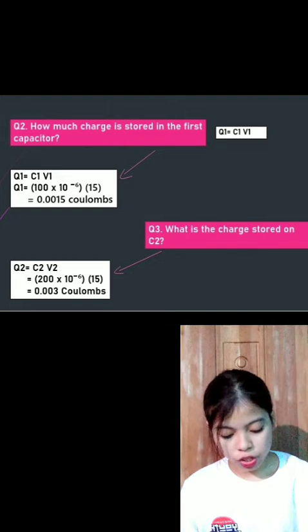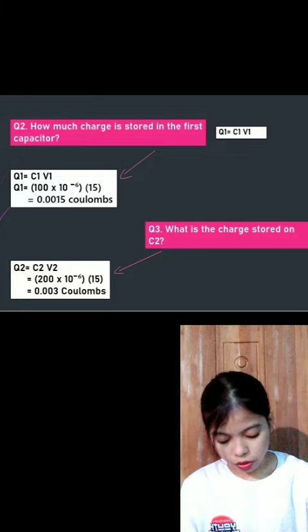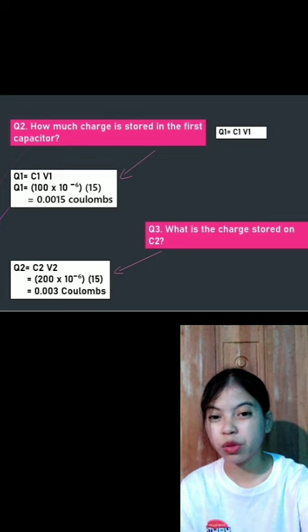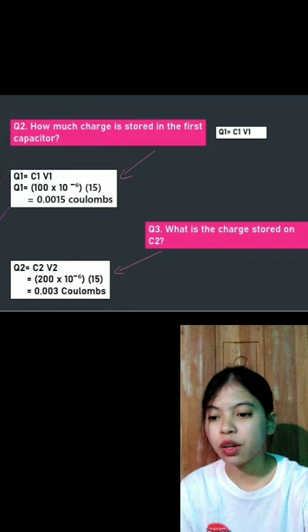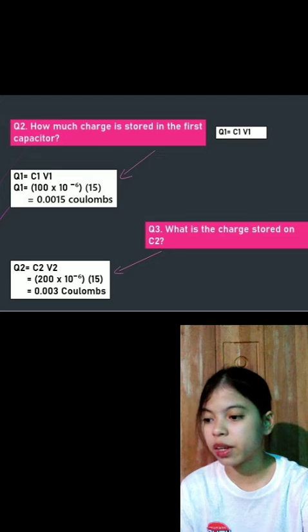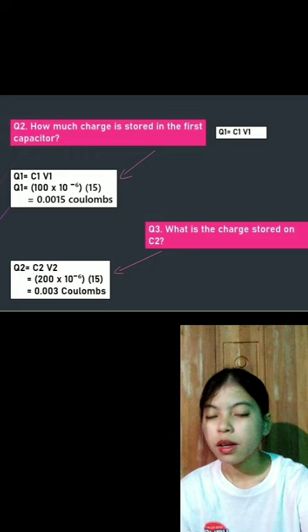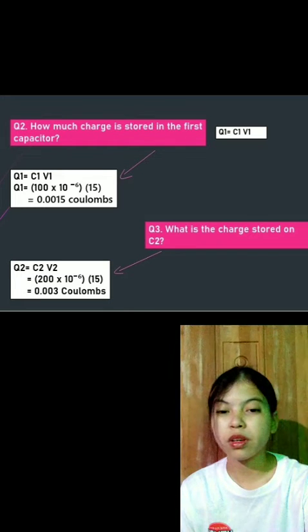So next, how much charge is stored in the first capacitor? To calculate the charge, we need to use this equation: Q1 equals C1 times V1. The value of C1 is 100 times 10 to the power of negative 6, times the voltage, which is 15, and we will get 0.0015 coulombs.